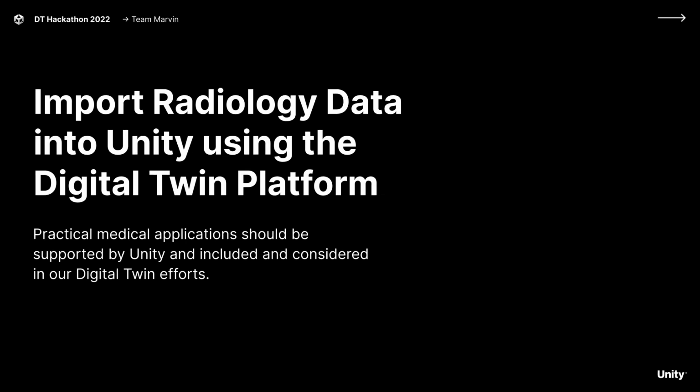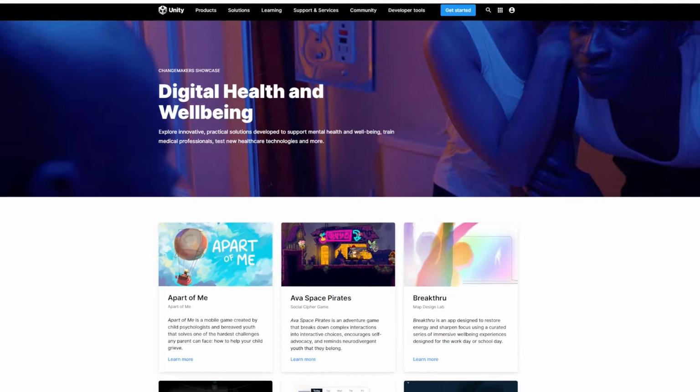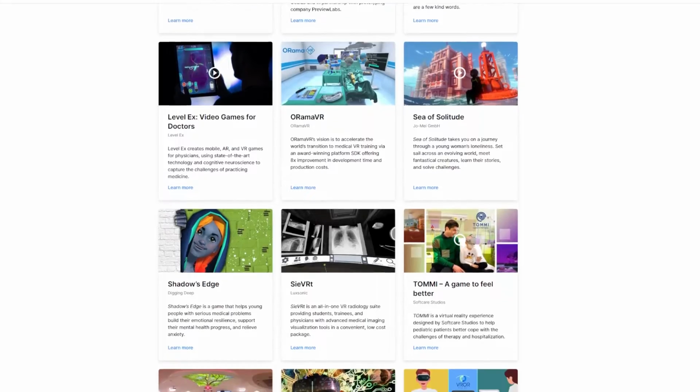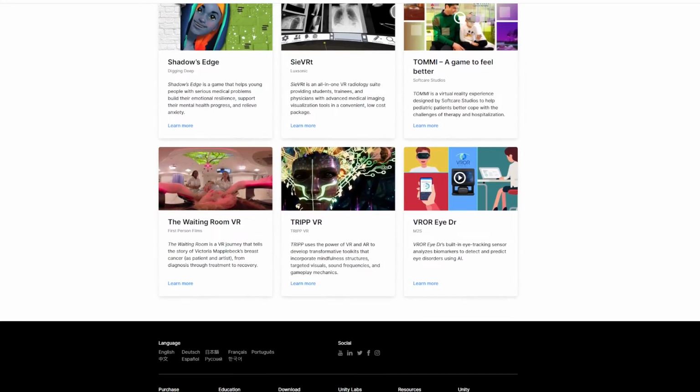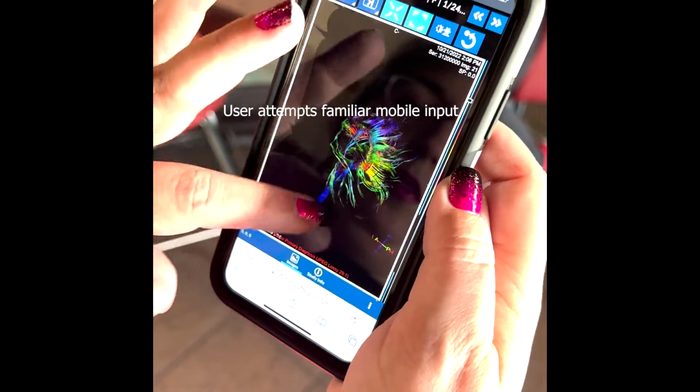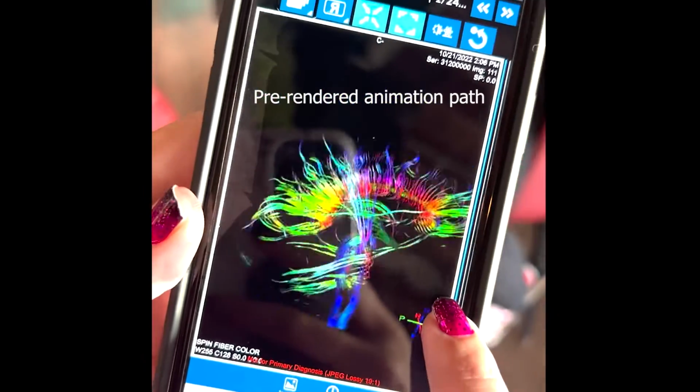During the hackathon, we created a proof of concept on how we could bring radiology data into Unity via the digital twin platform. We wanted to do this because the Unity creator community is actively working toward this and should be supported by Unity. This engine is being used by creators to improve human lives through medical and healthcare industries. The medical applications of the Unity engine are so vast, and the current user experience of some of the WebGL options for current patients is not sufficient.